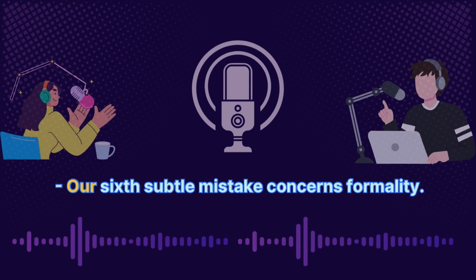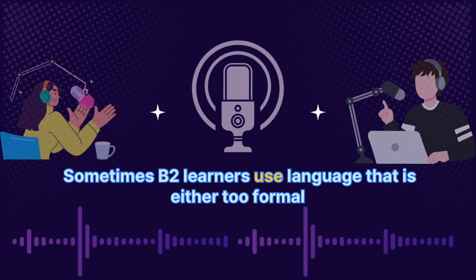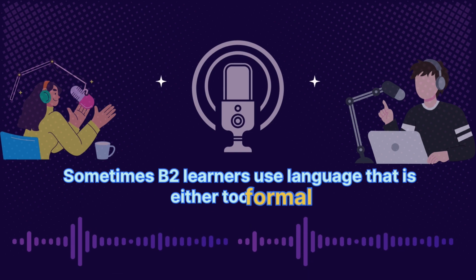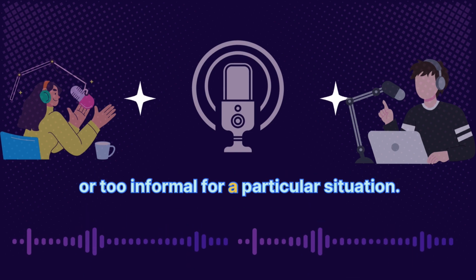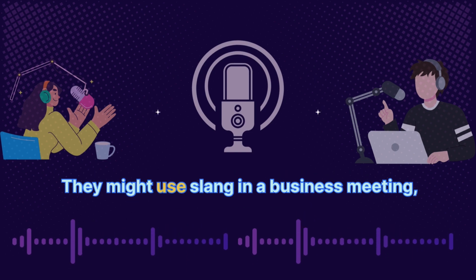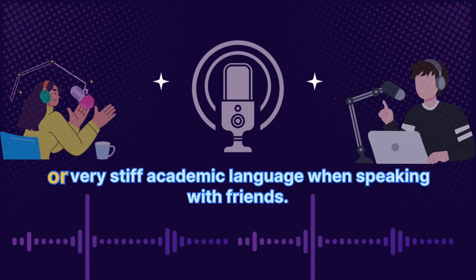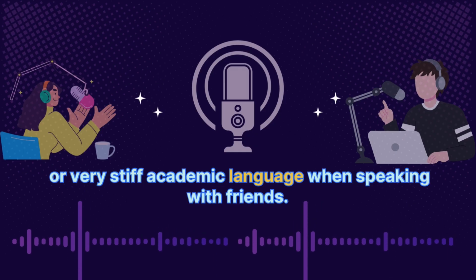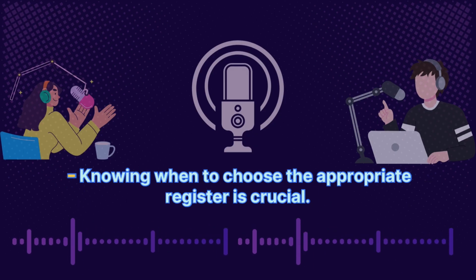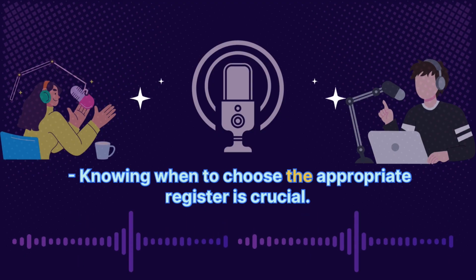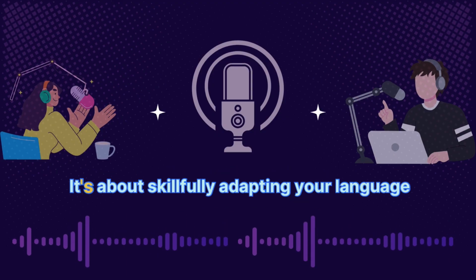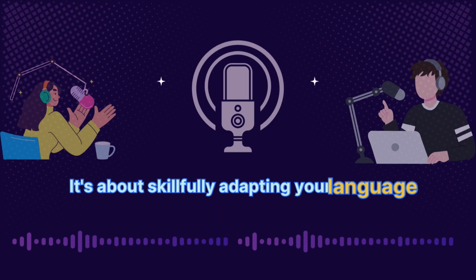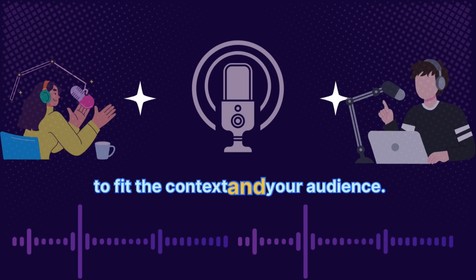Our sixth subtle mistake concerns formality. Sometimes B2 learners use language that is either too formal or too informal for a particular situation. They might use slang in a business meeting or very stiff academic language when speaking with friends. Knowing when to choose the appropriate register is crucial. It's about skillfully adapting your language to fit the context and your audience.